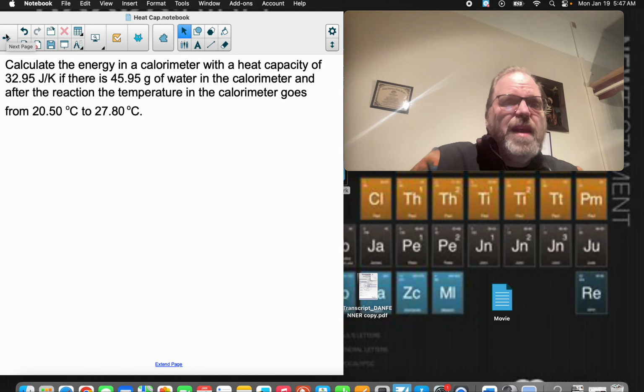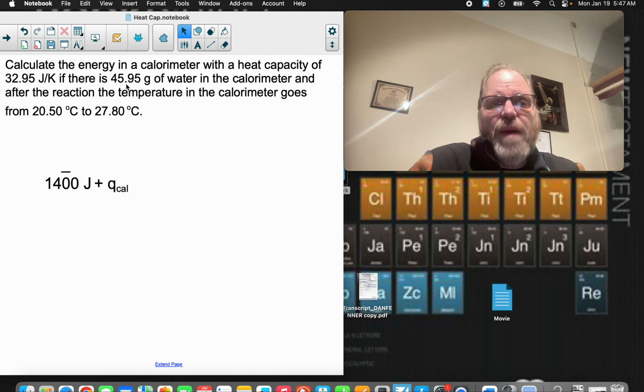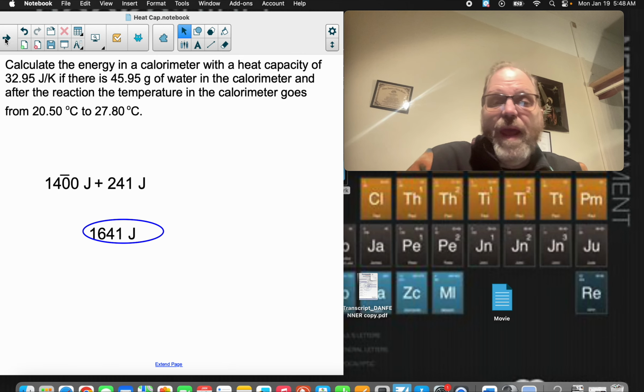If not, ready? Here we go. So let's do again Q of water plus Q of the calorimeter. Q of water: we're going to take 45.95 times 4.184 times the difference between 27.80 and 20.50, and the difference there is going to be 7.30. Multiply it all together, we get 1,400 joules with a bar over the 0. The calorimeter is its capacity times delta T, 7.30 times 32.95, 3 sig figs, 241. Add those up, we get 1,641 joules, and that's my answer.